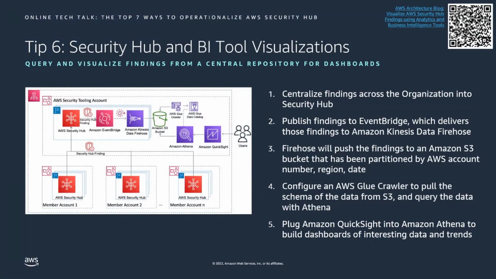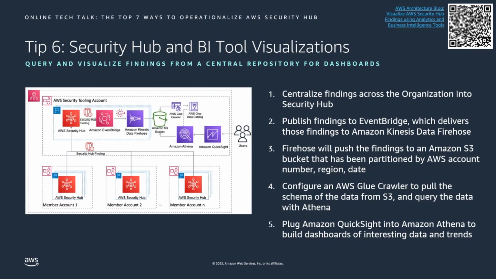Tip number 6, Security Hub and visualizations of those findings in a BI tool, a business intelligence tool. So this blog is going to feature 2 different ways to visualize your Security Hub posture and findings. Option 1, shown here, will use the centralized security account that will run Security Hub for the entire organization.